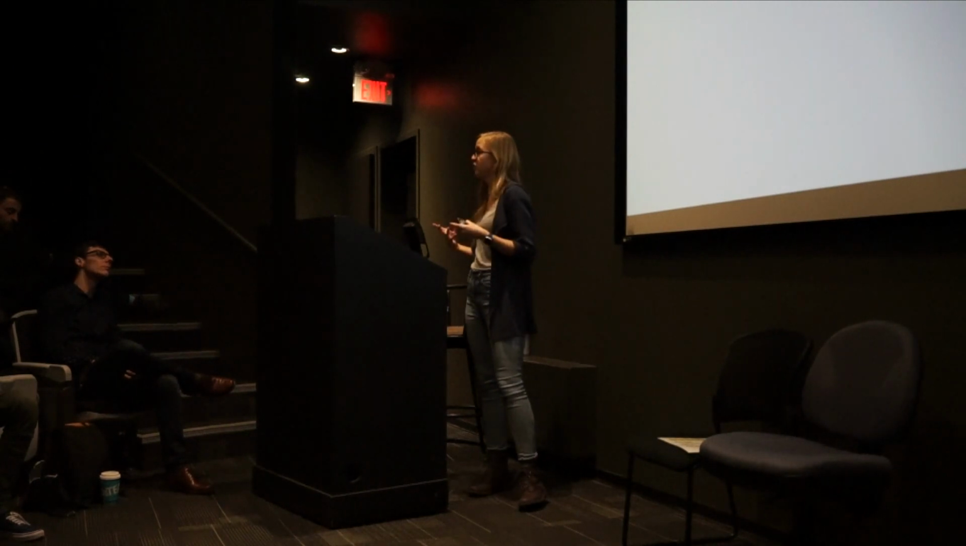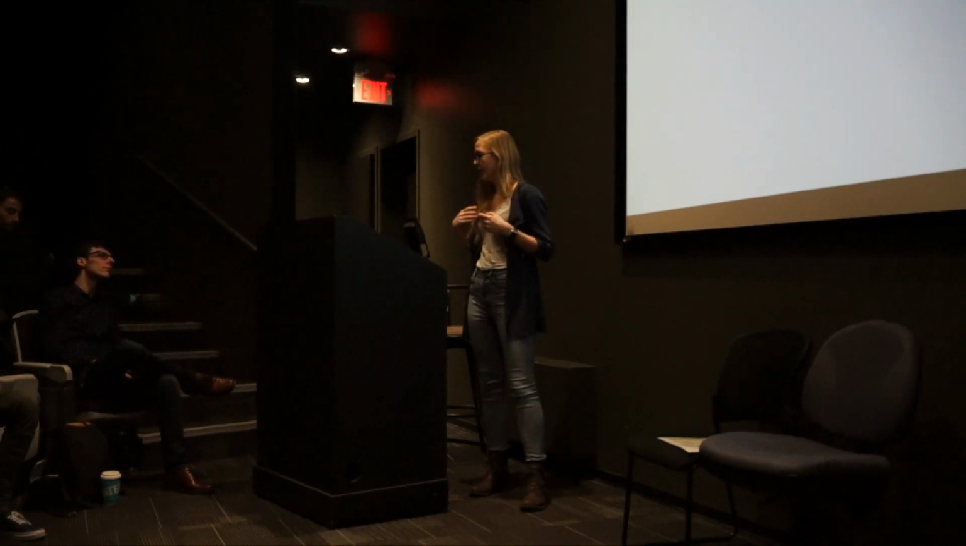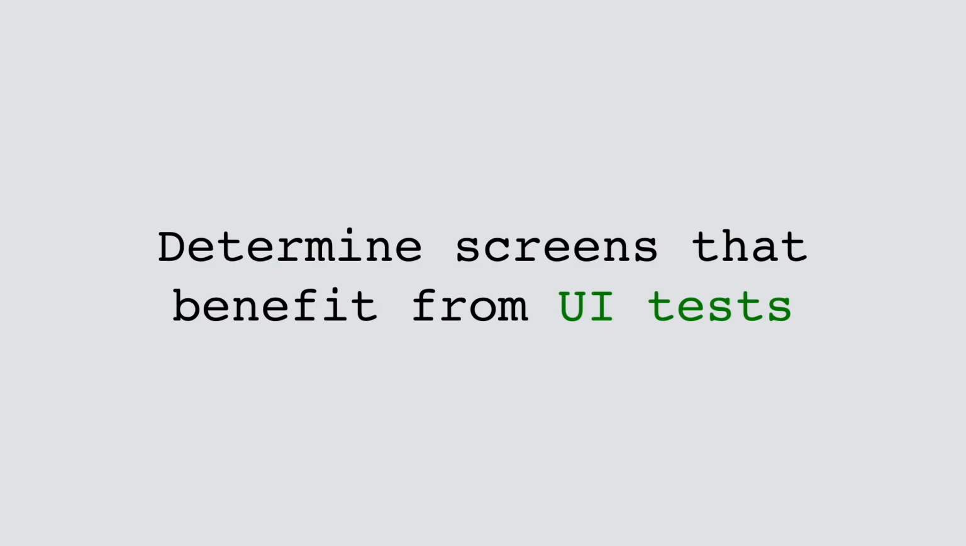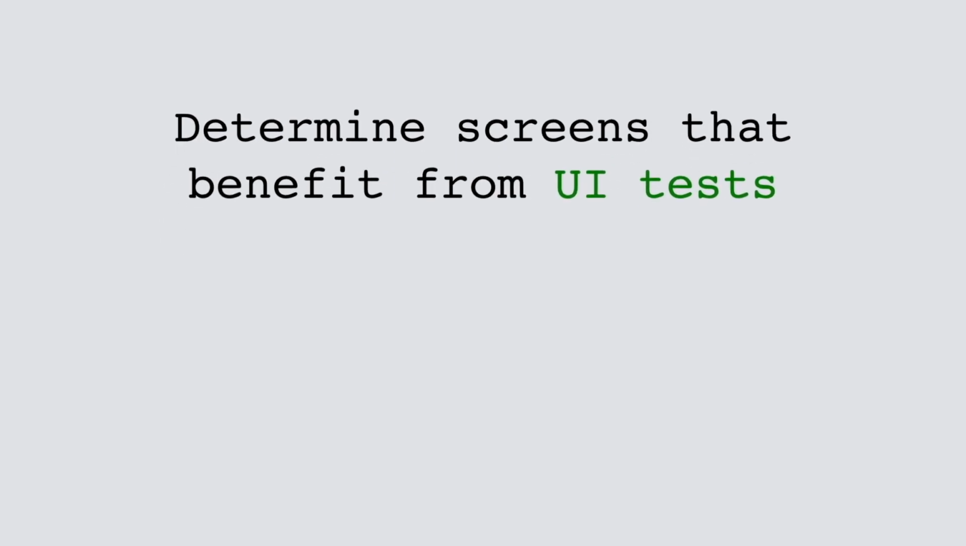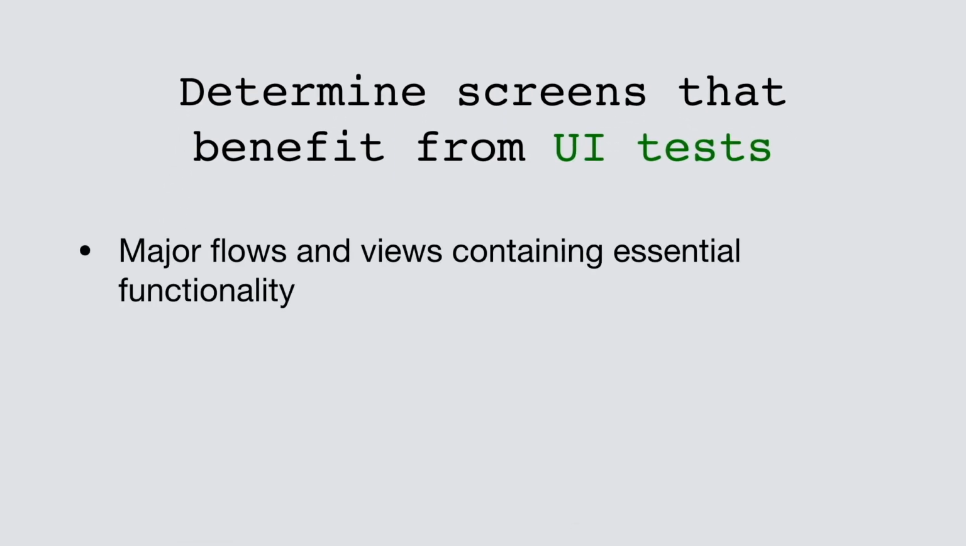So if you haven't started adding UI tests already, I think it's important to start determining which screens are the most important in our app. We should start looking at major flows that we really care about. So we should start testing things like a screen that we would want people to wake us up in the middle of the night if it were broken. Those are the important parts of our app, and this is a good point to start testing.